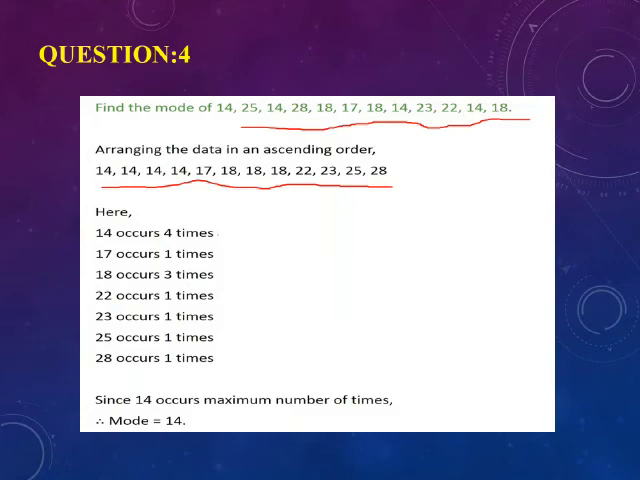Here 14 is repeated 4 times, 17 occurs 1 time, and 18 is repeated 3 times, 22 occurs 1 time, and 23 also 1 time, 25 1 time, and 28 occurs 1 time. So while seeing these observations, we have 14 repeated 4 times. So here the mode value is 14.